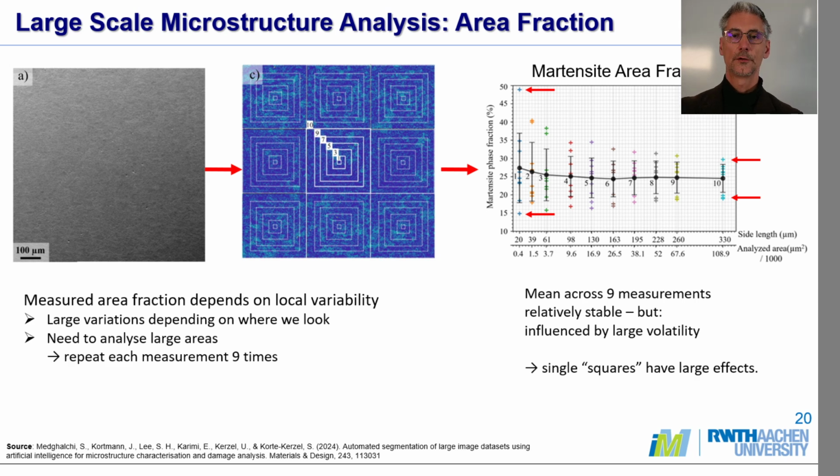So once we've done this, then we can look at the microstructure analysis, and we want to discuss the example of area fraction, like how much martensite, for example, is there in a given area. And to illustrate the point that this depends on the local variability of where we look, we do this by dividing our overall image into 9 big squares, as you can see here in the middle. And within those, we take a very small one and a larger one and a larger one until you reach size number 10, that covers the whole of these 9, and then we look at the spread.